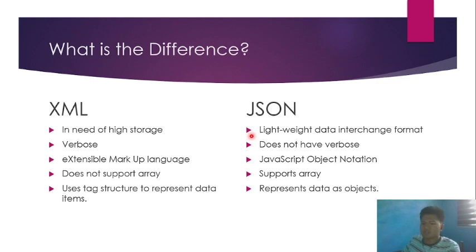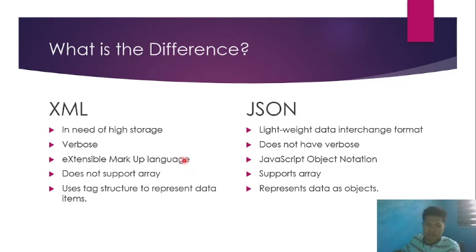For context, verbose means the use of more words than necessary, so it needs storage. In layman's terms, XML is wordy, so it needs high storage, while JSON is concise, which does not need much storage. One of the main differences between XML and JSON is the spelling. XML is Extensible Markup Language and JSON is JavaScript Object Notation.